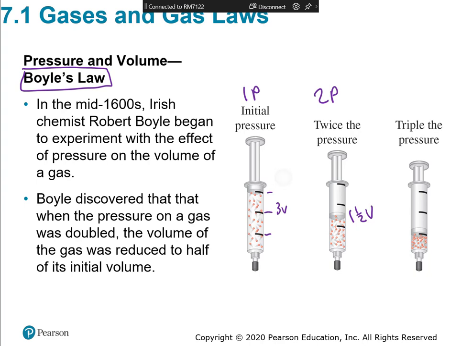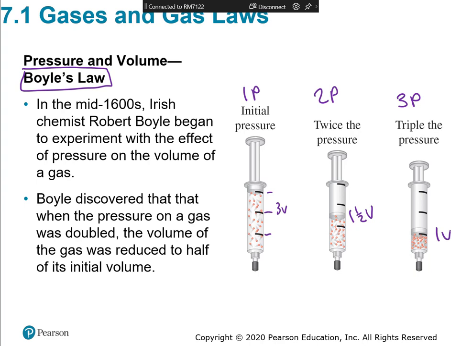If I put 3 times the amount of pressure, so I pressed 3 times harder on the syringe, what would the volume end up being? Just 1. Do you see that there's a relationship between them? 1 times 3 is 3, 2 times 1.5 is 3, 3 times 1 is 3. So their relationship, they're said to be proportional.